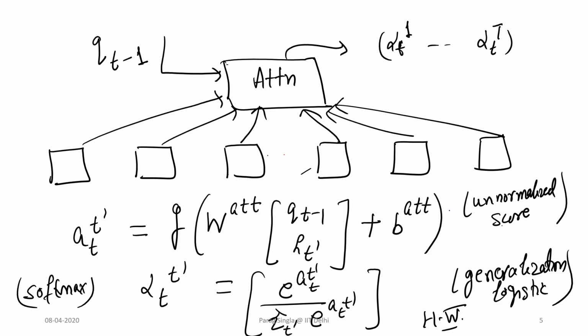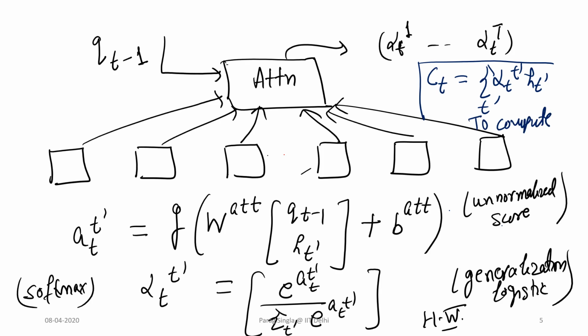Right, this entire computation is then used to compute the context scores c_t, which is nothing but the sum over all possible t primes of alpha_t,t' times h_t'. And this was then finally used to compute y_t hat, as described on the previous slide, right?